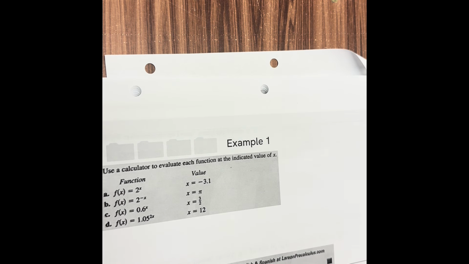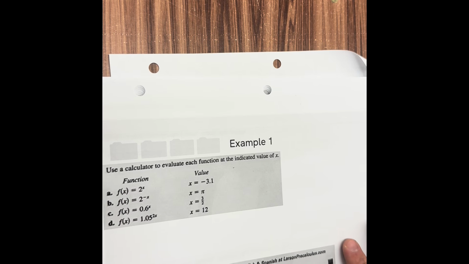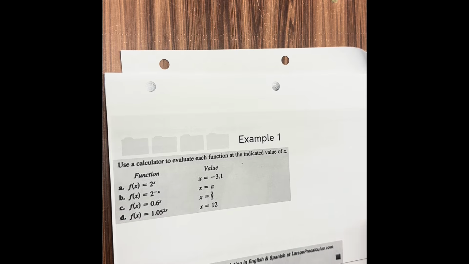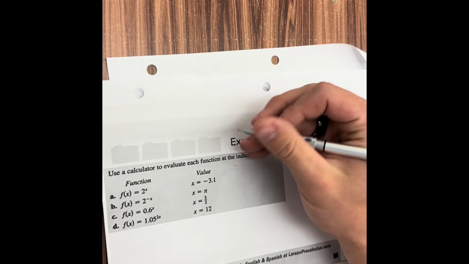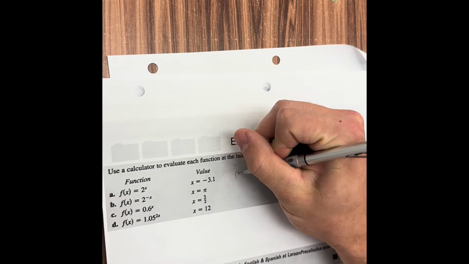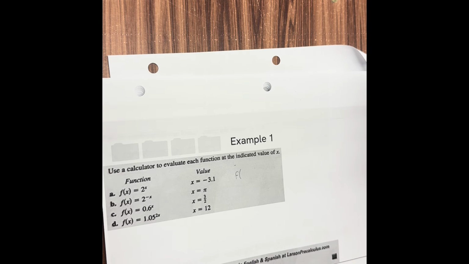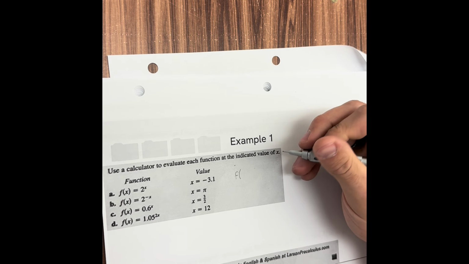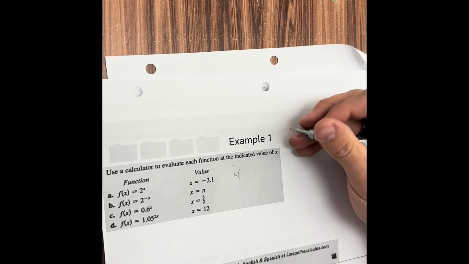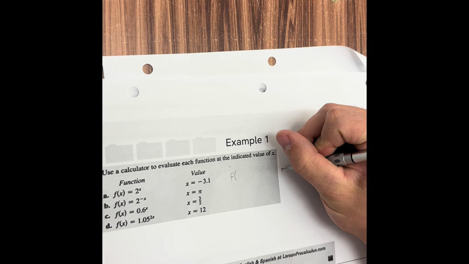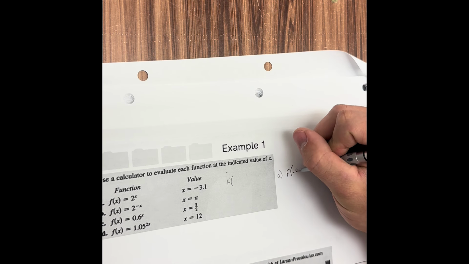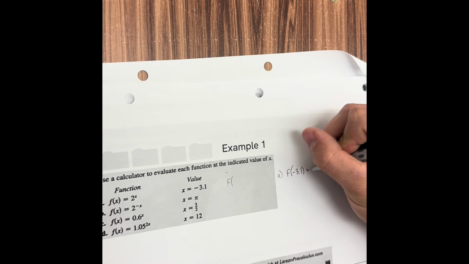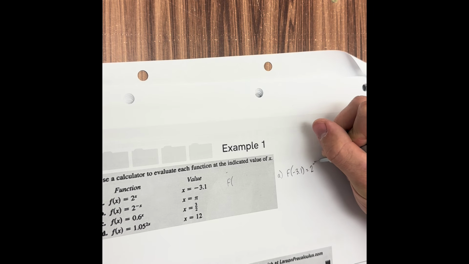Example 1, we're going to use a calculator to evaluate each function at the indicated value of x. So letter A, we have f of x equals 2 to the power of x. Super simple. All we're going to be doing is plugging in the value of x that they give us. So letter A, maybe I'll do that over here actually. A little hard to see over there. So letter A, we have f of negative 3.1 equals 2 to the power of negative 3.1.